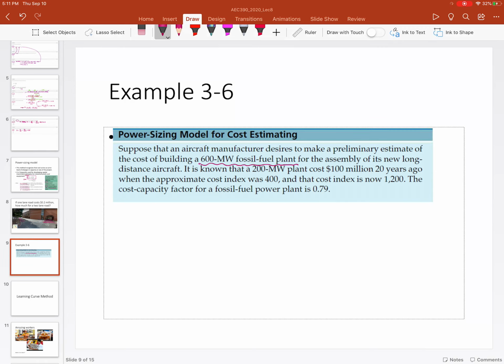And it is known that a 200 MW plant cost 100 million 20 years ago. Wow, this is tricky, so much information in this sentence. It is known that a 200 MW plant, that's another plant with a lower capacity or lower level of power, and the size is 200, compared to the new plant whose size is 600. The cost of this smaller plant is 100 million, but the price is from 20 years ago. Keep in mind the time stamp is 20 years ago.